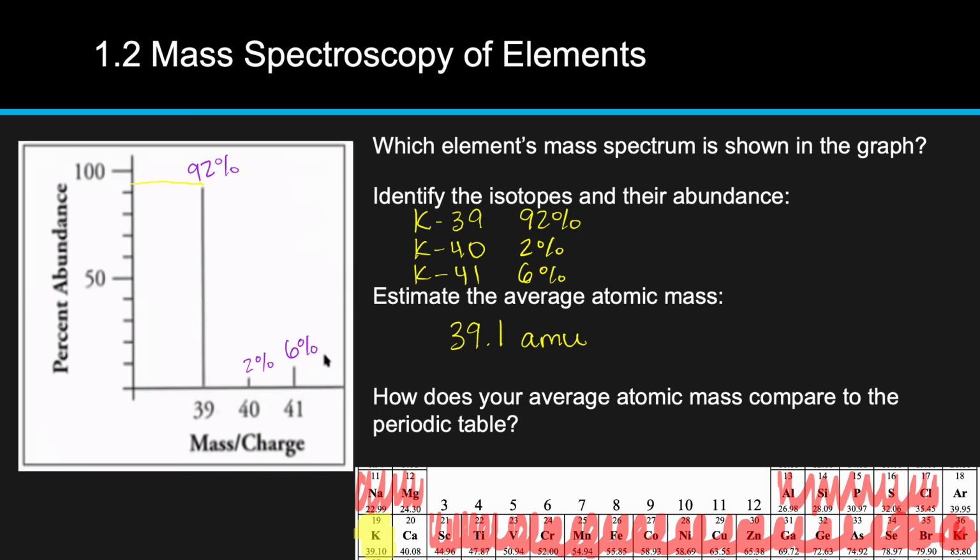So let's go ahead and solve for the average atomic mass using this data here. And when we do that, we get a weighted atomic mass of 39.14, which shows that the calculated version is slightly higher than the version on our periodic table.